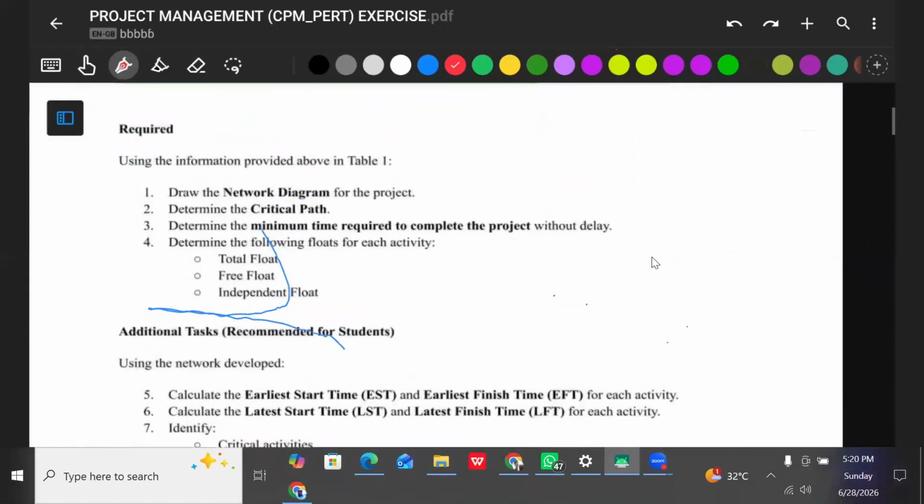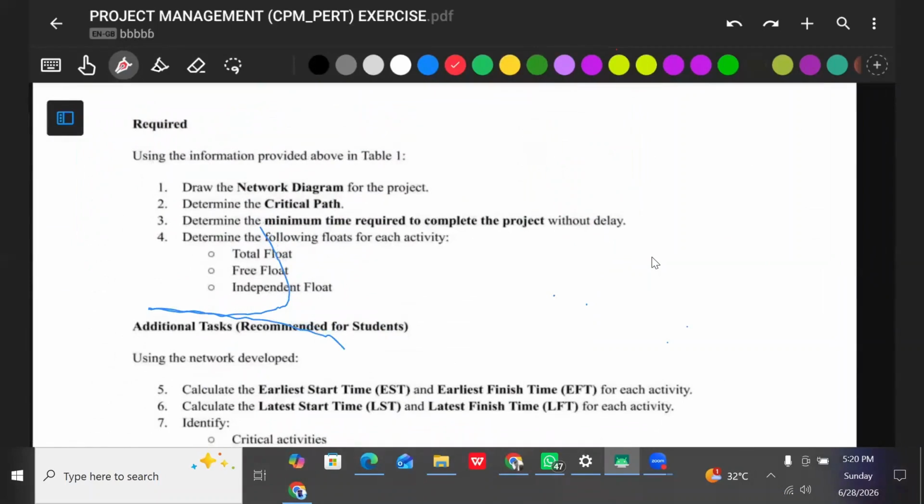Required: using the information provided in table 1, draw the network diagram for the project. Determine the critical paths. Determine the minimum time required to complete the project without delay. Determine the following floats for each activity: the total float, the free float, and the independent float. Then additional tasks, well, we can also talk about this as well.